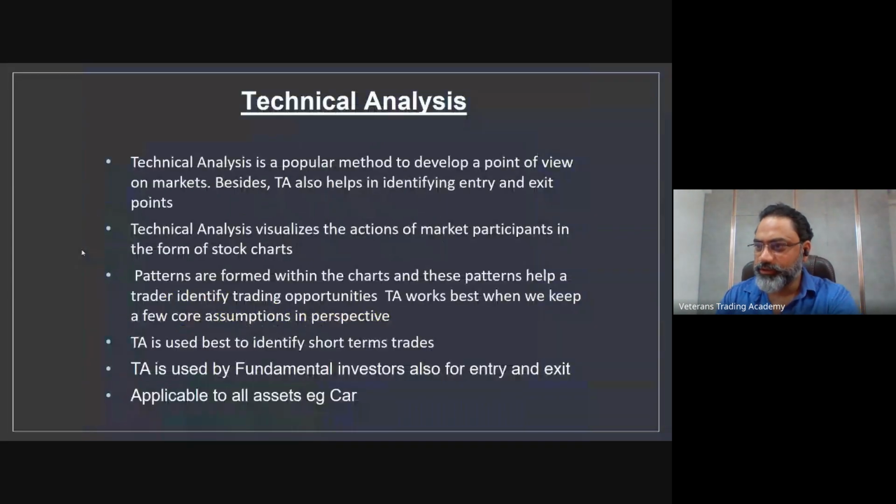So I'll just quickly recap. Technical analysis helps in identifying entry and exit points. It helps in analyzing and visualizing the actions of market participants from the stock charts. Some patterns are formed because of that, and we are able to identify those patterns, which can help us identify an opportunity for short-term trades. Technical analysis is used by fundamental investors also. And the most important part is that it is applicable to all asset classes in all time frames.